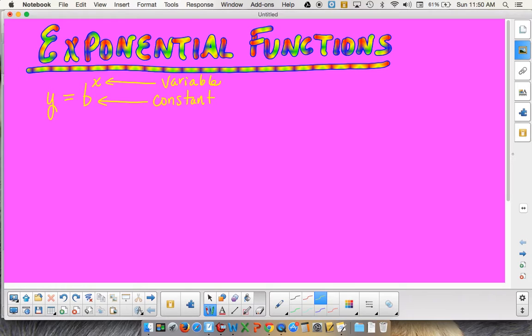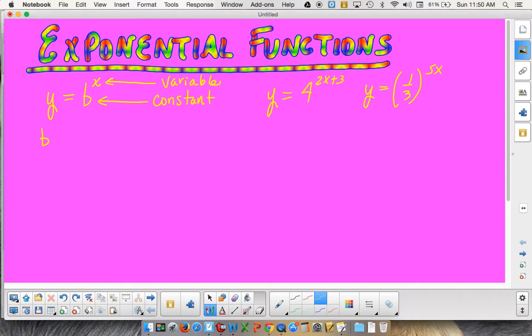Exponential functions can look something like y equals 4 to the 2x plus 3 power. It can be 1/3 to the 5x power. Many, many different possibilities can happen here. However, there are some restrictions.